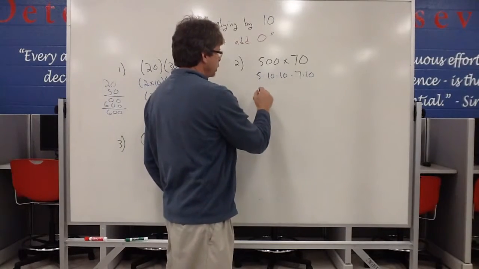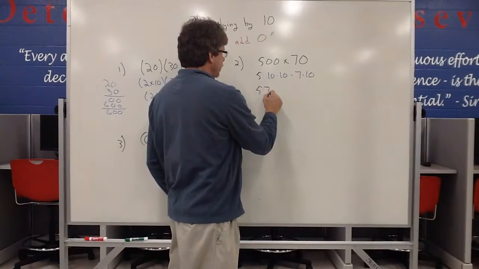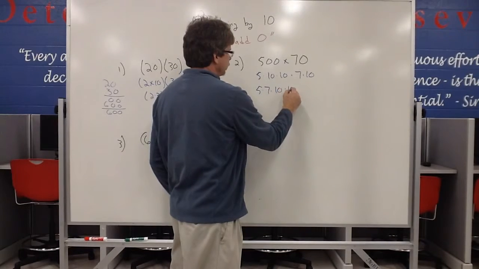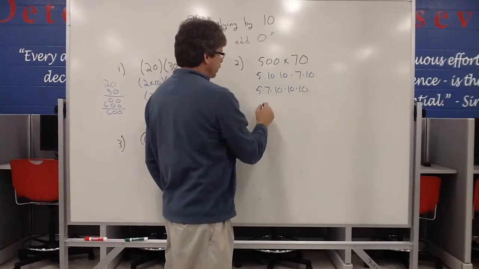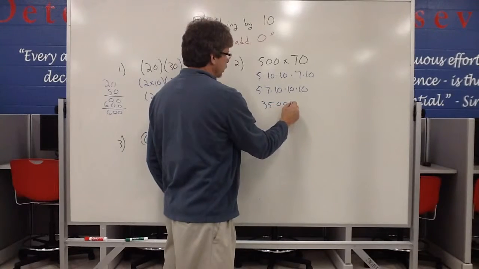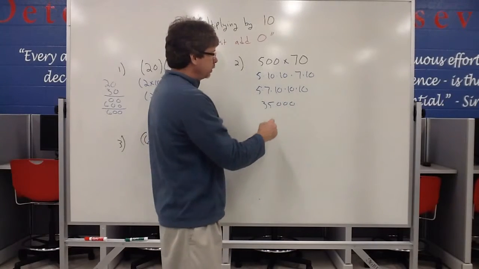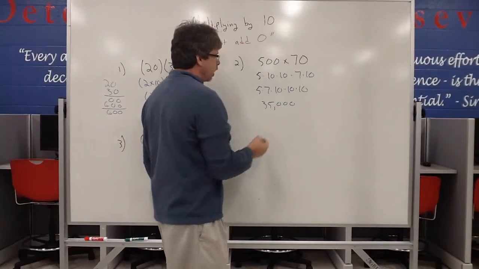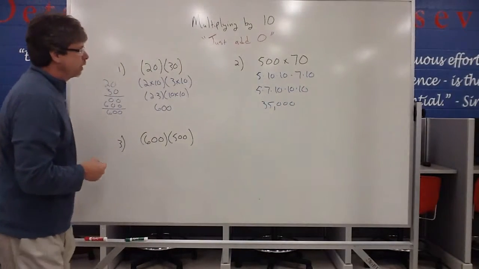Since I have a multiplication problem, I'm allowed to change the order to 5 times 7 times 10 times 10 times 10. And we know that 5 times 7 is 35, and you stick on those 3 zeros, because multiplying by 10 essentially just means to stick on a 0. We put our comma in there to help us read it. The answer would be 35,000.